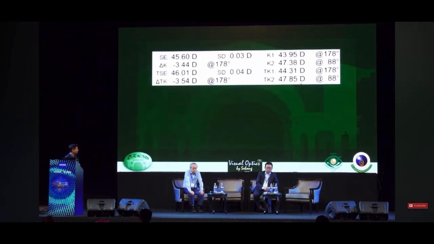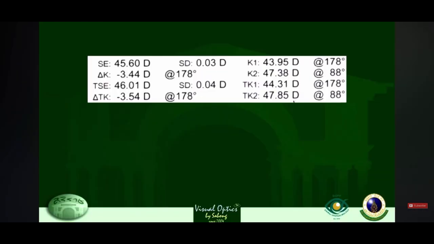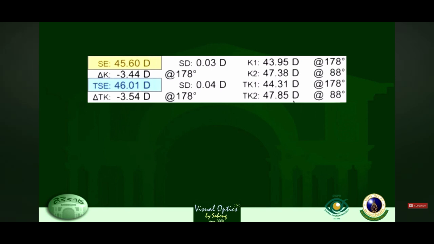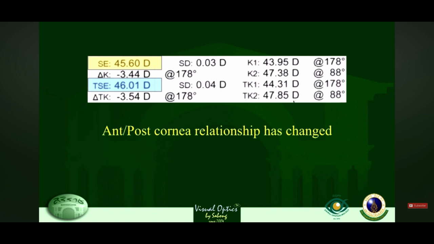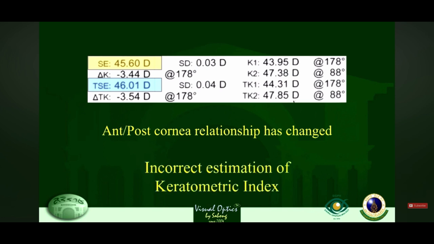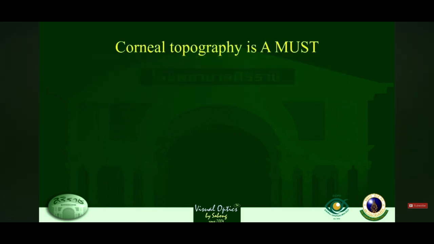I'm giving you an example. This is a case where the standard keratometry gives you 45.6, but the total keratometry gives you 46.01. So this is about 0.2 different. It's actually higher than the acceptable range for myself. That means that in this particular case, there is something wrong with the front and the back surface of the cornea. The relationship is not falling into the normal range. So the estimation of the standard keratometric index might not be valid. And when you see something like this, the first thing you have to do is corneal topography is a must.